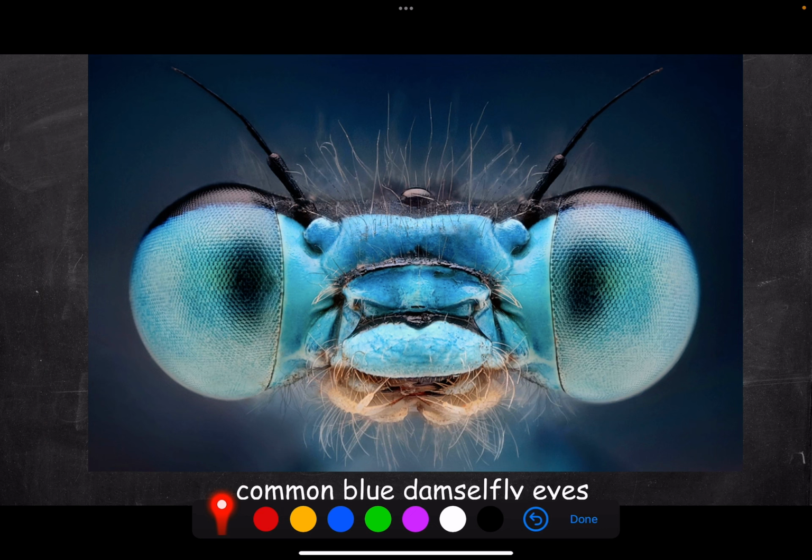So then we have the damselfly eyes, or the eyes of a common blue damselfly. Very pretty, straight off the bat. You can see it's quite blue, and that's where it gets its name from. And what else you'll notice is that it's made up of really tiny sort of hexagons. And that's because it has compound eyes, like a lot of insects do. And these compound eyes form a compound image of its environment.